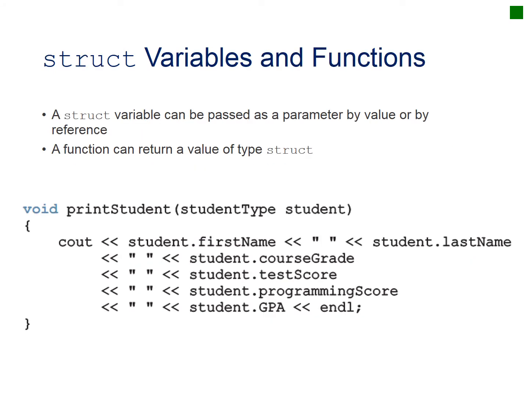Struct variables and functions. A struct variable can be passed as a parameter by value or by reference. A function can return a value of type struct.